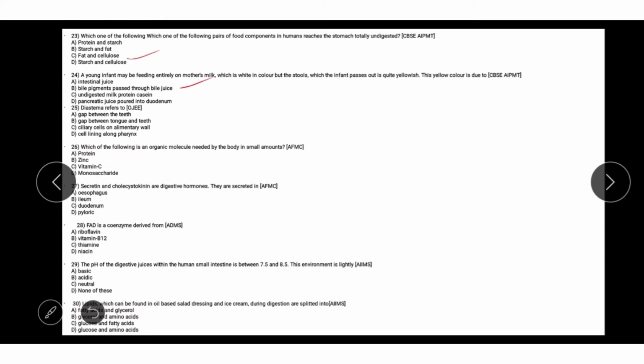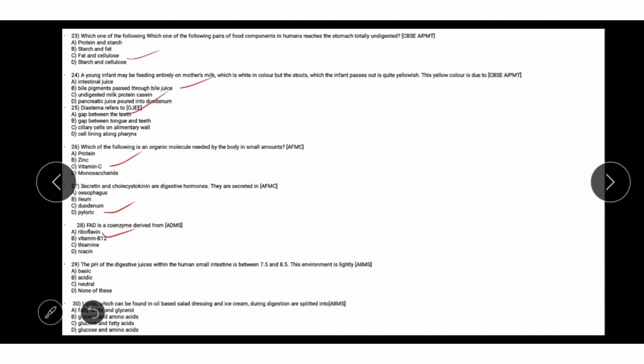Next is diastema. Diastema refers to the gap between the teeth, which is A option. Which of the following is an organic molecule needed by the body in small amounts? It's vitamin C. Secretin and cholecystokinin are digestive hormones. They are secreted in duodenum. You all know that. FAD is a coenzyme derived from riboflavin. It's the first option.